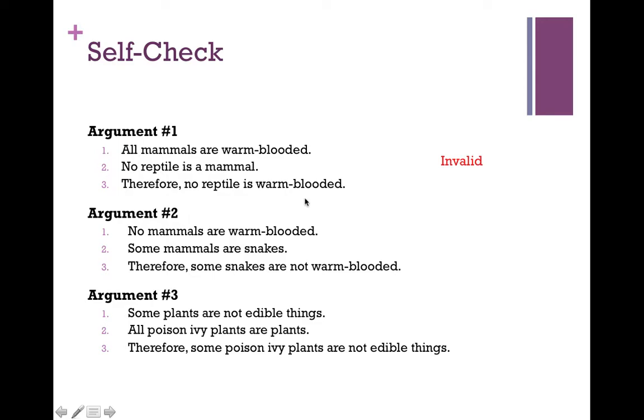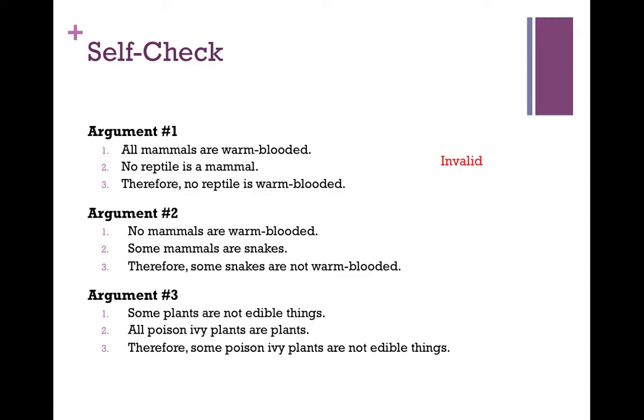I think a lot of times I encounter people who find that it's valid, and the reason they do is because if you look at it, all the premises are true. All mammals are warm-blooded. Yeah, no reptile is a mammal. That's true. No reptile is warm-blooded. I believe that's true also. So everything here looks true, but the reason it's not valid is because even though 1 and 2 are true, they don't guarantee the truth of the conclusion. So I'll explain why that is later on.